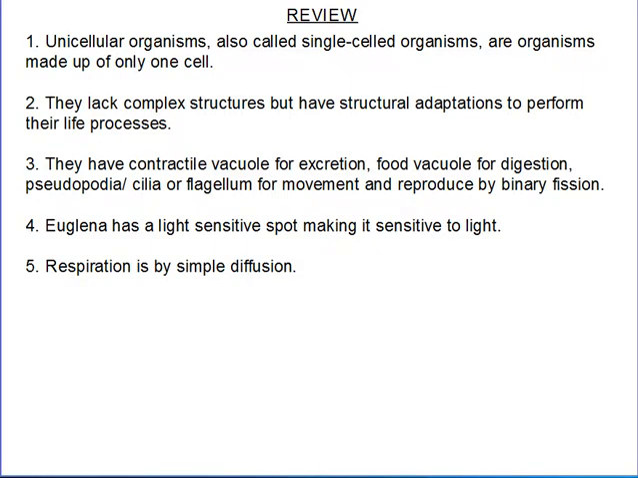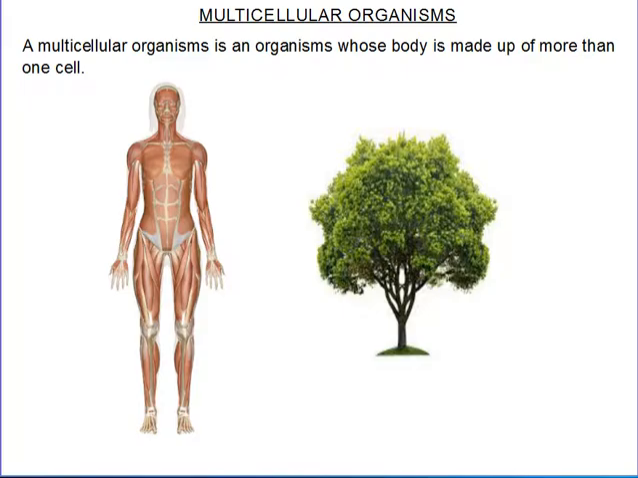Now let's move on to what we have for today. These are two multicellular organisms. We have a human here, we have a tree here. These two organisms are made up of millions, if not billions, of cells. So a multicellular organism is an organism whose body is made up of more than one cell. Now these cells come together and then they form these complex structures we see here. So as we move on, we're going to see how these cells contribute to form our bodies.